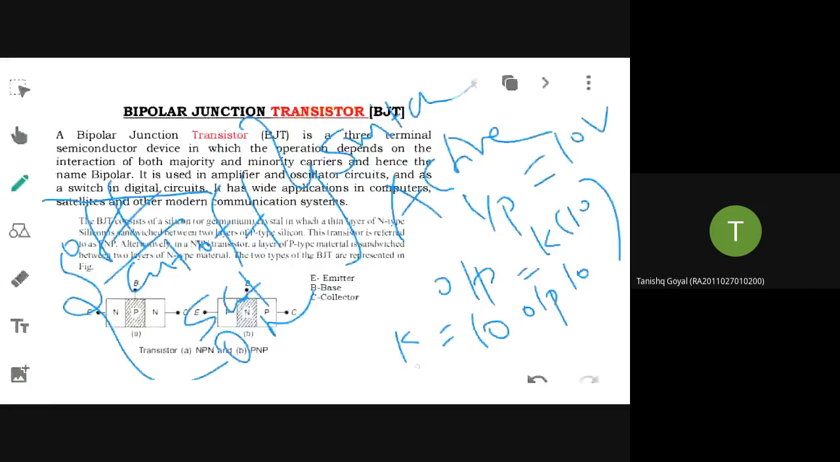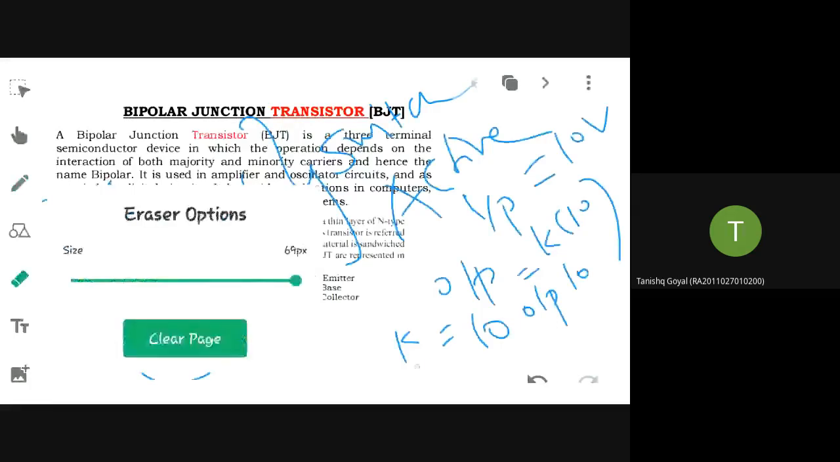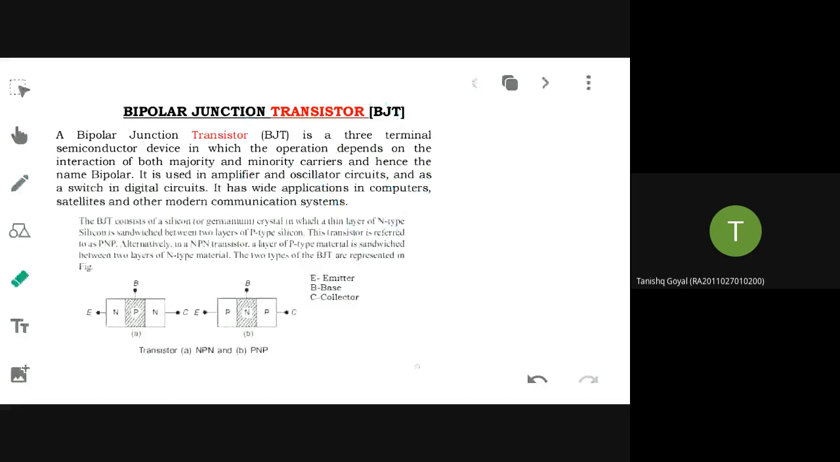Now tell me what are the things that you have learned so far regarding BJT. BJT is how many terminal device? Three terminal device. So what are the three terminals for a BJT? Base, emitter, and collector. So why is it called a bipolar junction transistor? Because major and minor charges both matter. Both carriers will be deciding the operation. So the current flow is also possible in both polarities. That is why it is called a bipolar junction transistor.